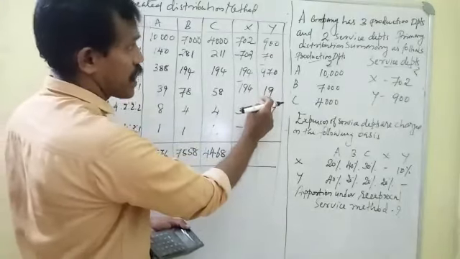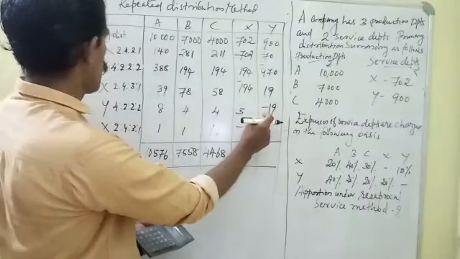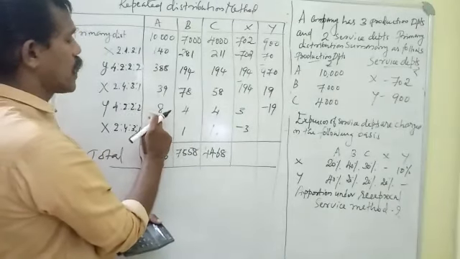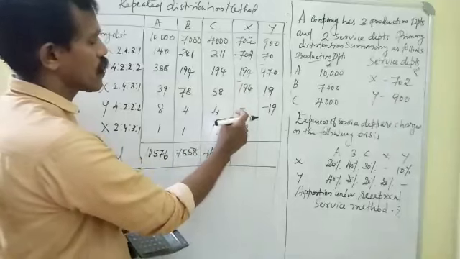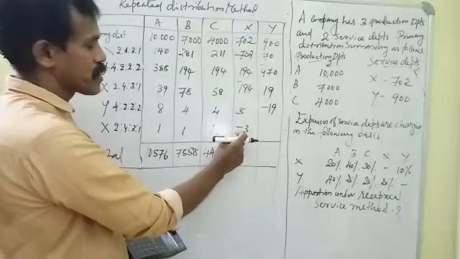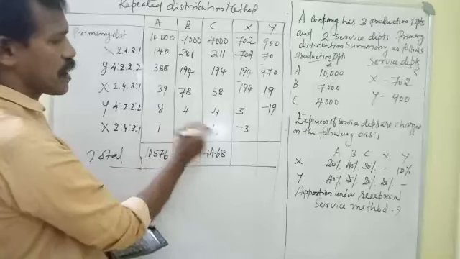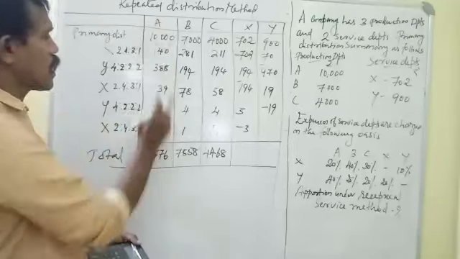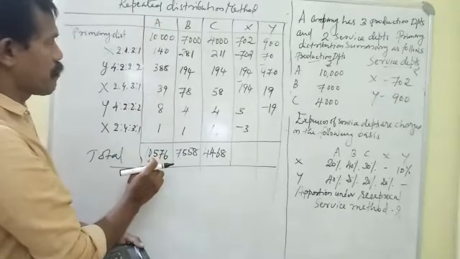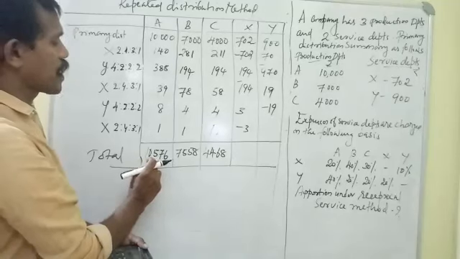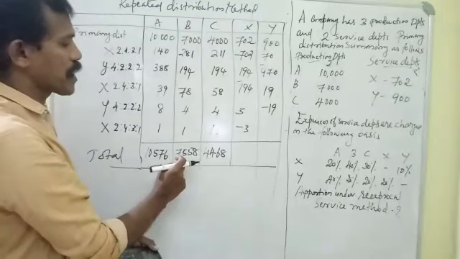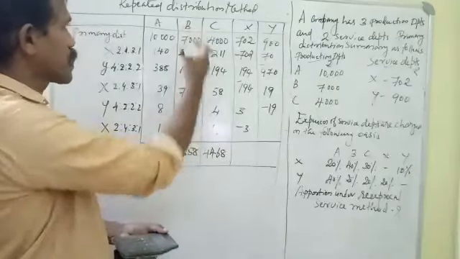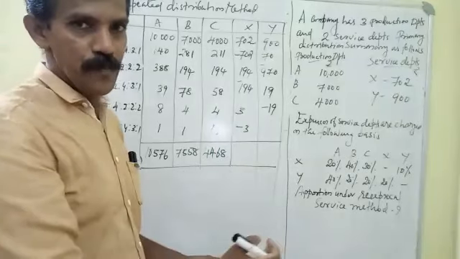Now we got 19 in the column of Y, then this 19 of Y is distributed among other departments in 4 is to 2 is to 2 is to 2, then 8, 4, 4, 3, and then last we got this 3 in the column of X. We distribute this 3 among A, B and C as 1, 1, 1. Then we take the total of this column. This is actually the total overhead of our production departments: A 10,576, then B 7,558, and then C 4,468. I think this repeated distribution method is clear for all of you.